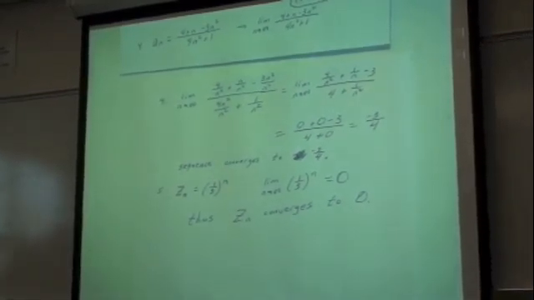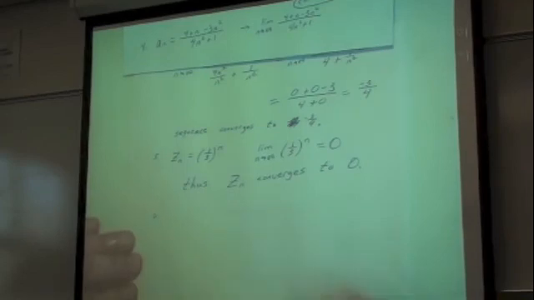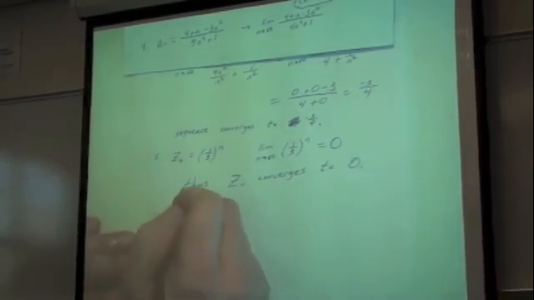Can we just write converges? Do we have to write converges to 0? Or, oh, it's a z.